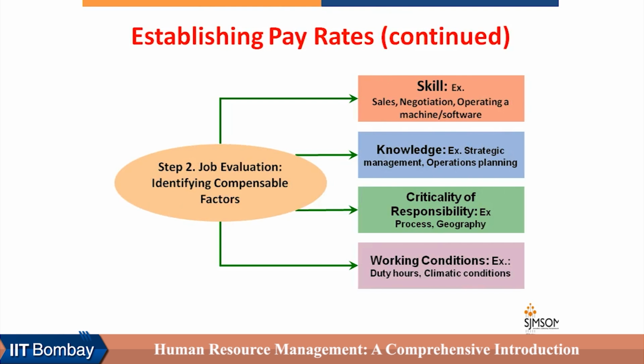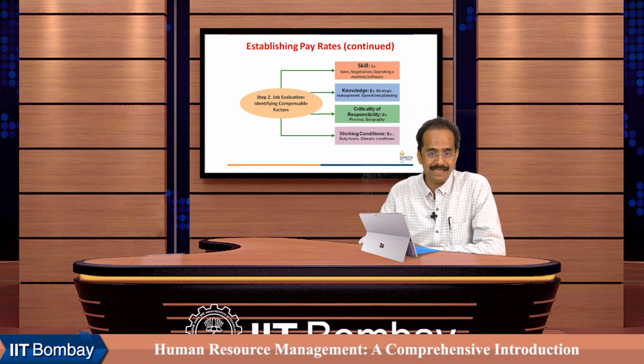Second step is job evaluation. When we say job evaluation, it means looking at what are the skills, knowledge, responsibility and working conditions involved in that job. Skills can be sales, negotiation, operating on a machine, operating on a software for example. Knowledge for example may be about strategic management, operations planning, sales planning. These are the kind of knowledge sources we expect any job will entail.